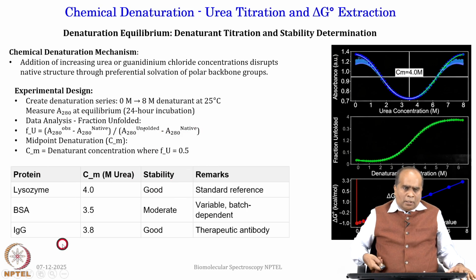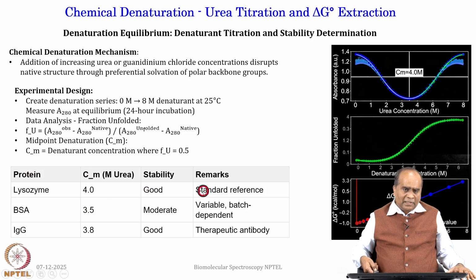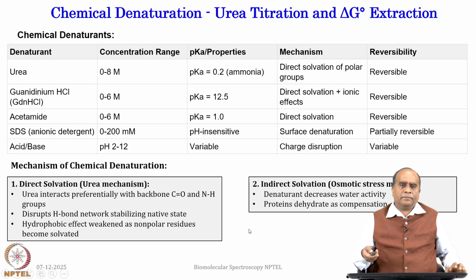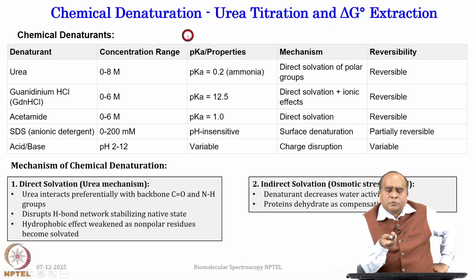So, for lysozyme, suppose a 50 kDa protein, the Cm is 4 molar urea. It is good and stable, and you can use that as a standard reference. BSA, 66 kilodalton, has a Cm of 3.5, it is moderate, variable and batch dependent. IgG, immunoglobulin, has a Cm of 3.8, it is good and stable, and this is one of the proteins used as a therapeutic antibody, it is a stable one, right. So, one can do this urea denaturation and extract the delta G.